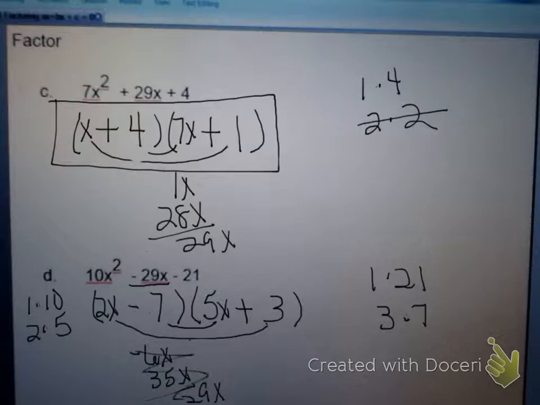Now, again, just do a real quick check. My outside is 6x, and my inside is a negative 35x, which is a negative 29x. That is my middle term.